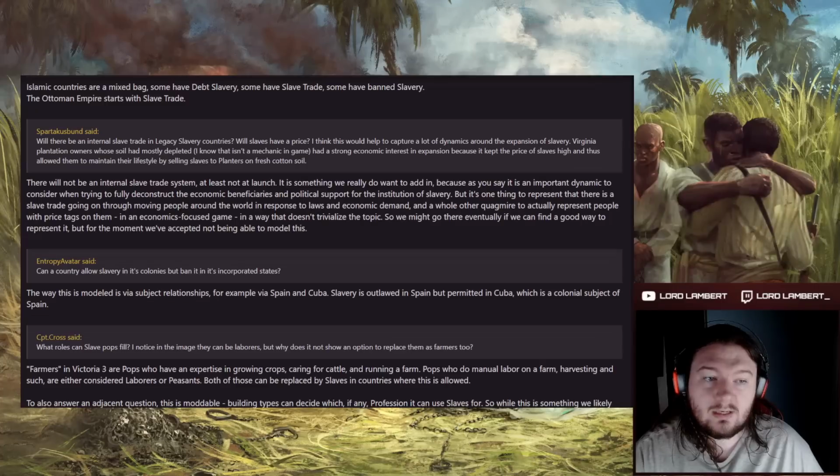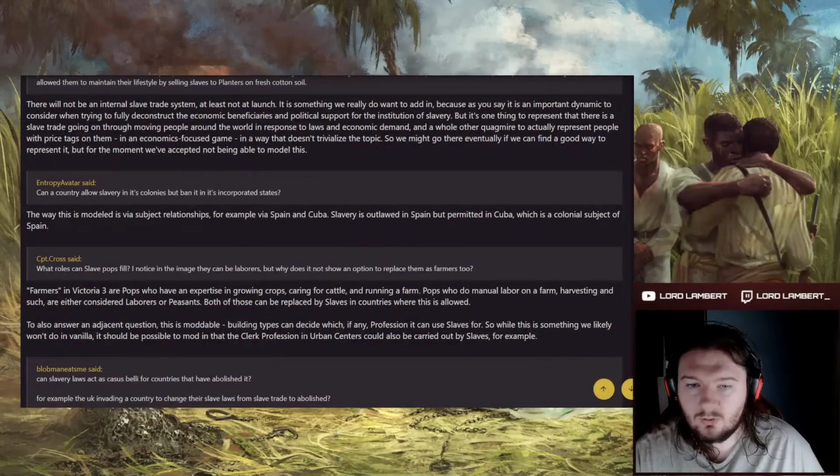It's something that we really do want to add in because, as you say, it's an important dynamic to consider when trying to fully deconstruct the economic beneficiaries and political support for the institution of slavery. But it's one thing to represent that there is a slave trade going on through moving people around the world in response to laws and economic demand, and a whole other quagmire to actually represent people with price tags on them in an economics-focused game in a way that doesn't trivialize the topic. So I might go there eventually if we can find a good way to represent it, but for the moment we've accepted not being able to model this.